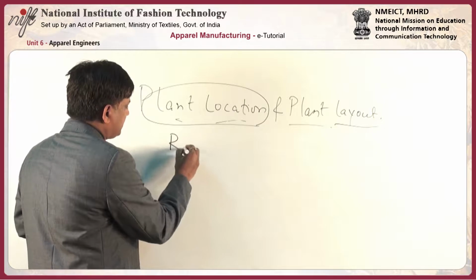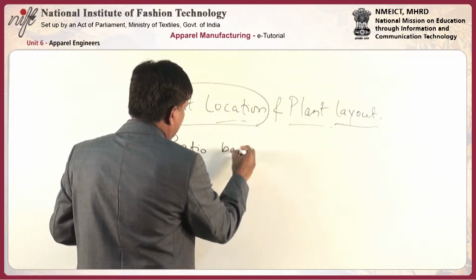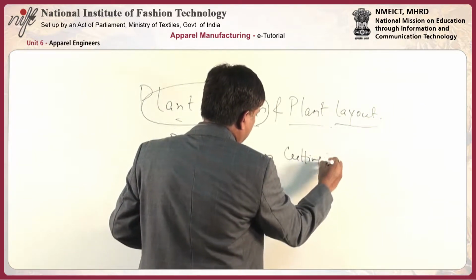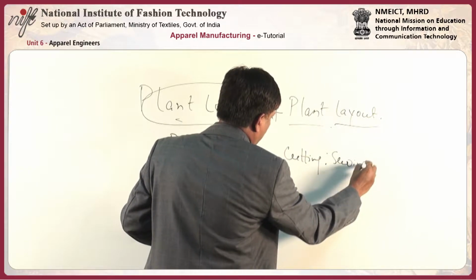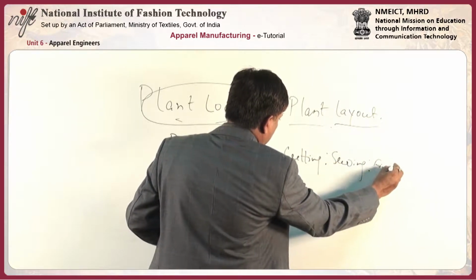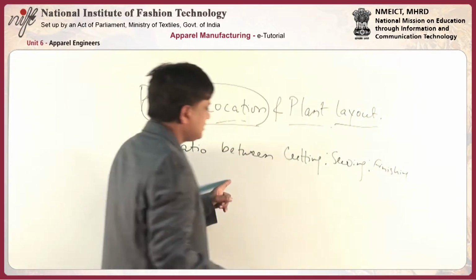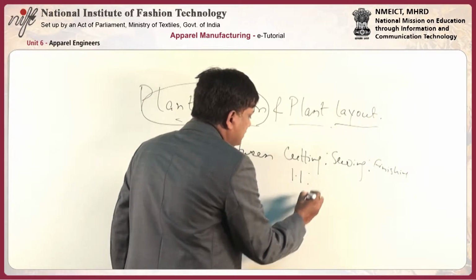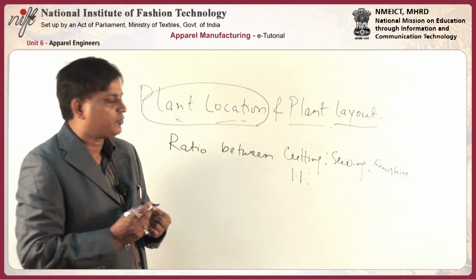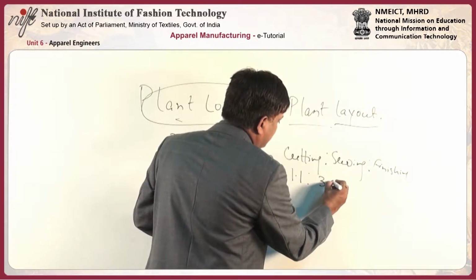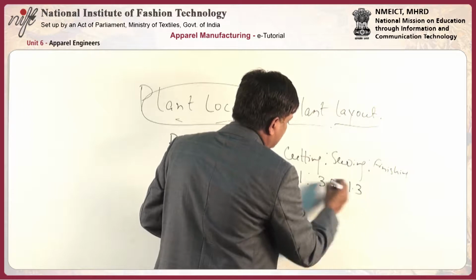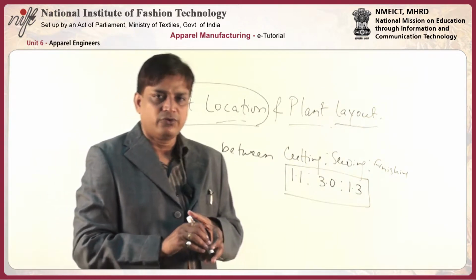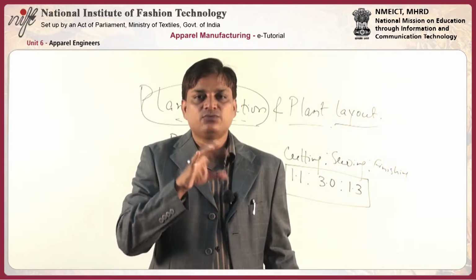If you talk about the ratio between cutting, sewing and finishing departments, it used to be 1:1:1. For cutting, we are taking the ratio as 1.1 to 3 to 1.3. This is the general, normal ratio, which we are considering for calculation purposes.